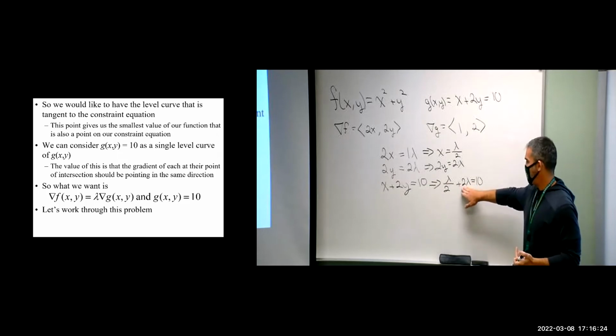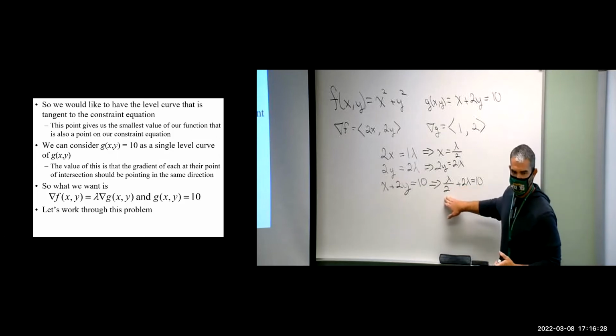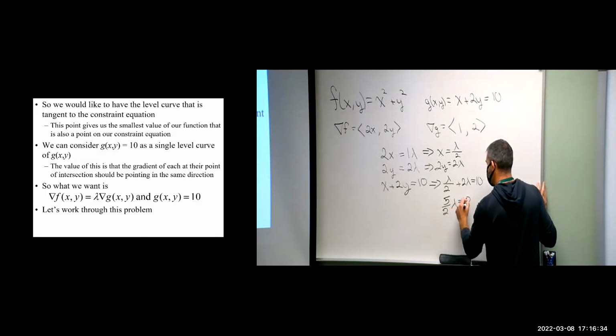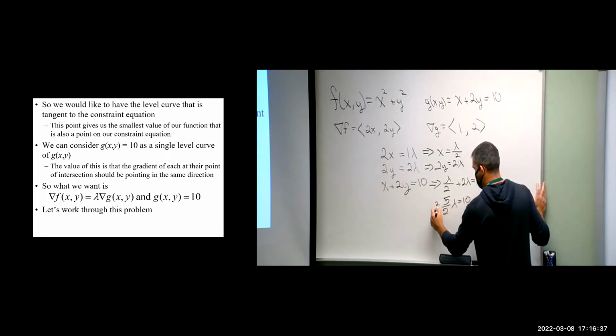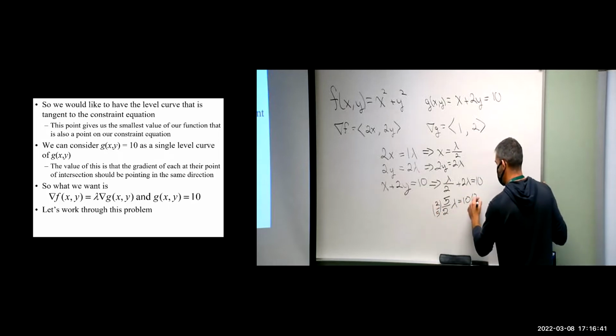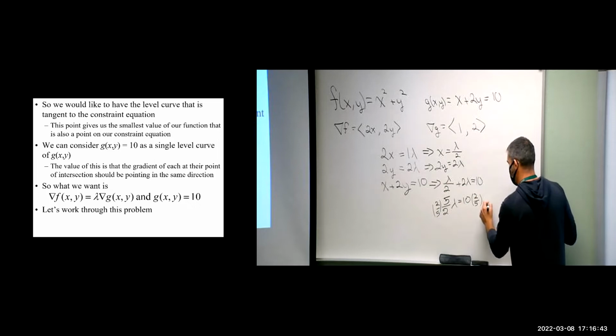That's 4 halves if we want to do it all in fractions. So 4 halves plus 1 half, that's going to give us 5 halves lambda equals 10. Multiply both sides by the 2/5, right? And we're going to get lambda equals 4.